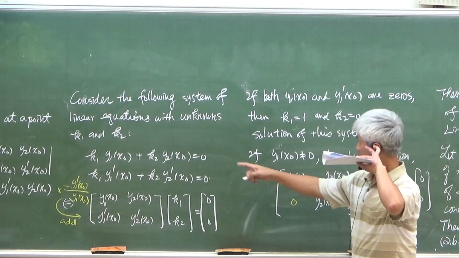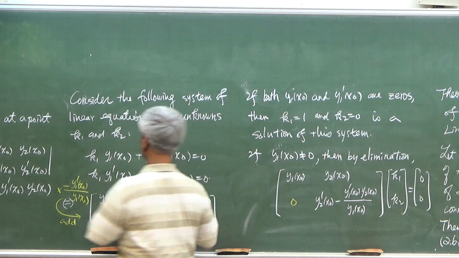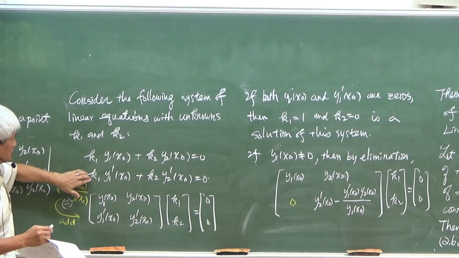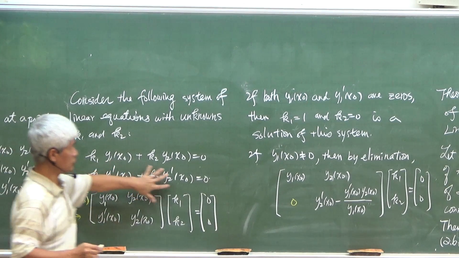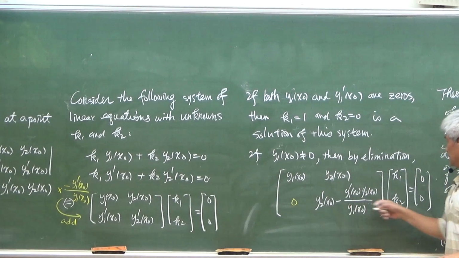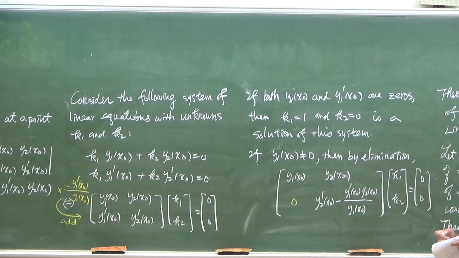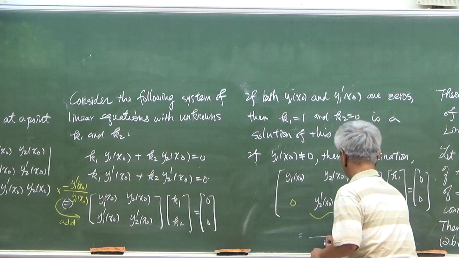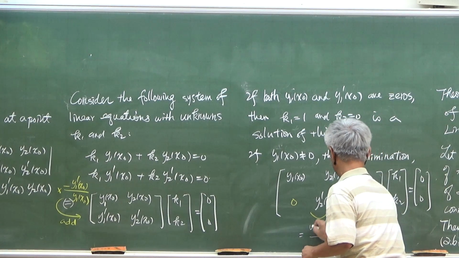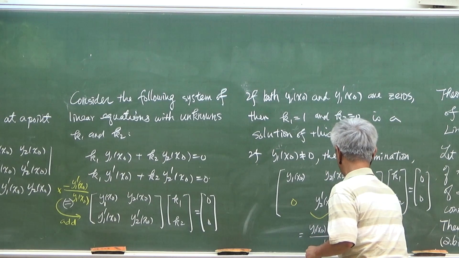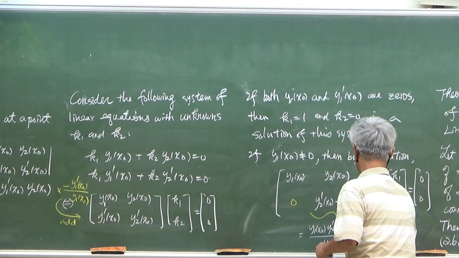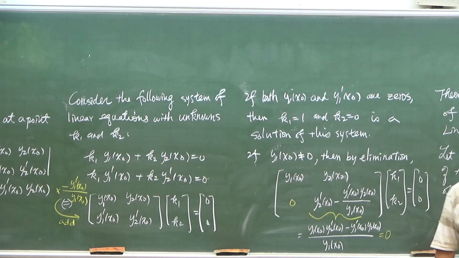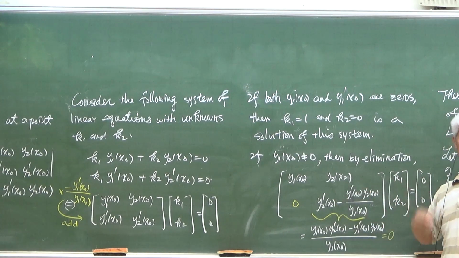So when we do so, we multiply the first row, the first equation, with this constant and add to the second equation. So the second equation becomes a simple one. And look at this entry. This entry actually is equal to y1 x0 y2 prime x0 minus y1 prime x0 y2 x0, which is equal to 0. So this entry is 0 too.